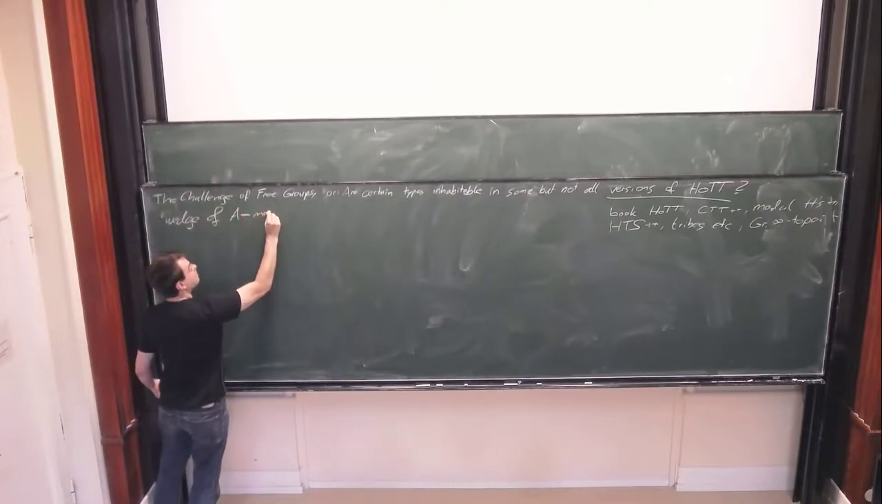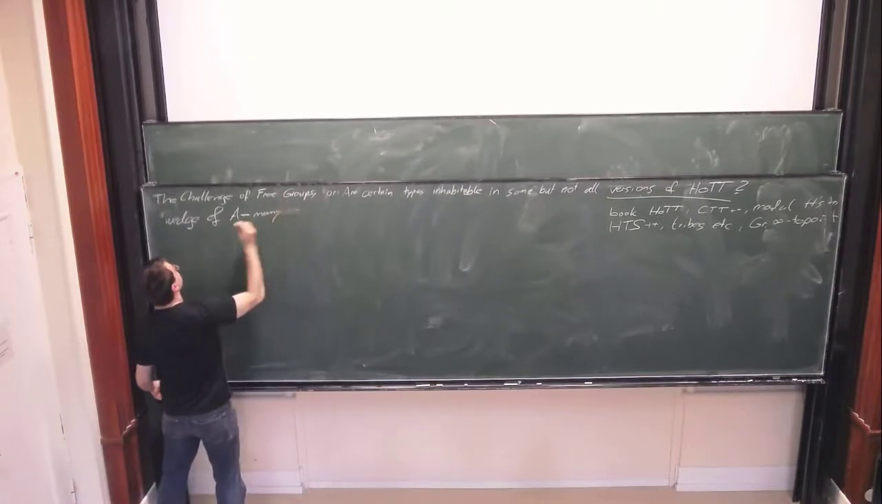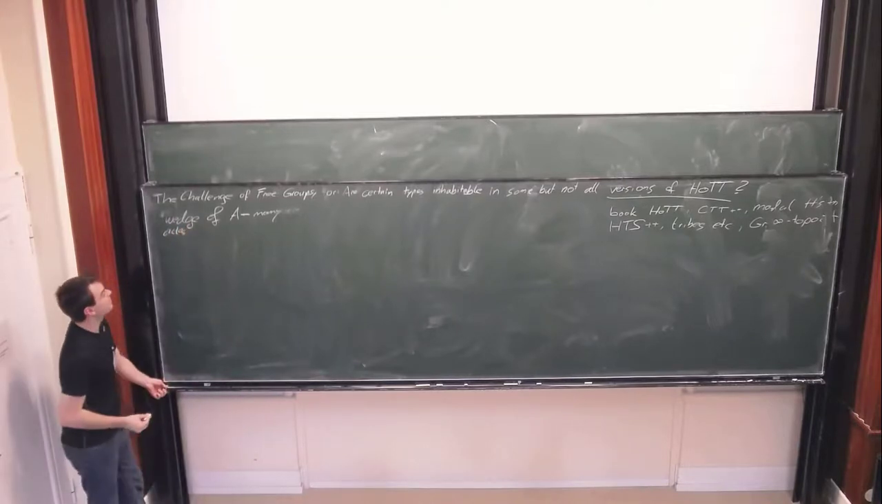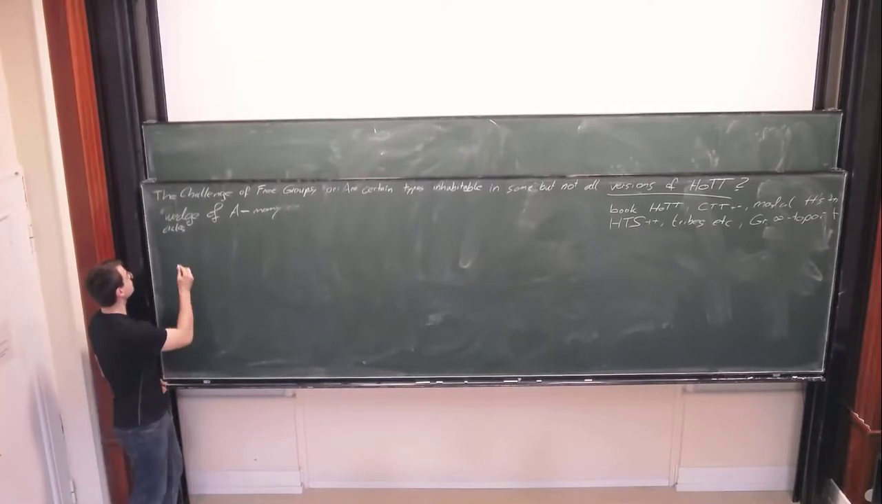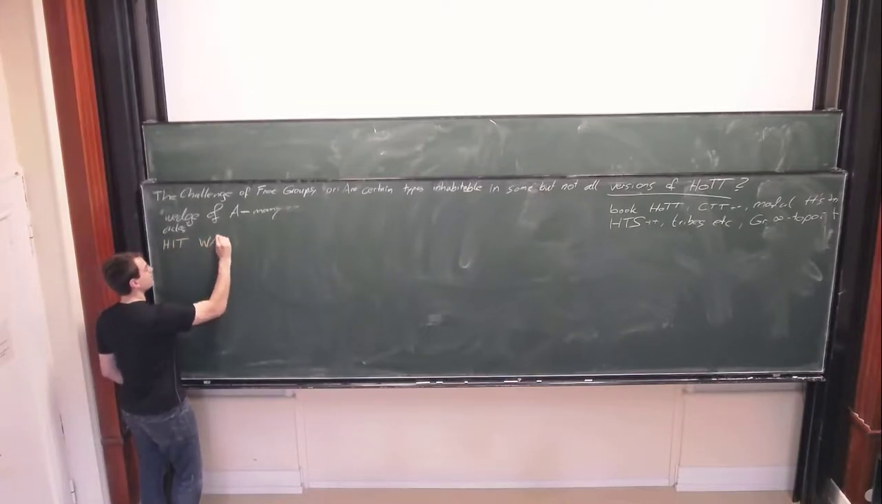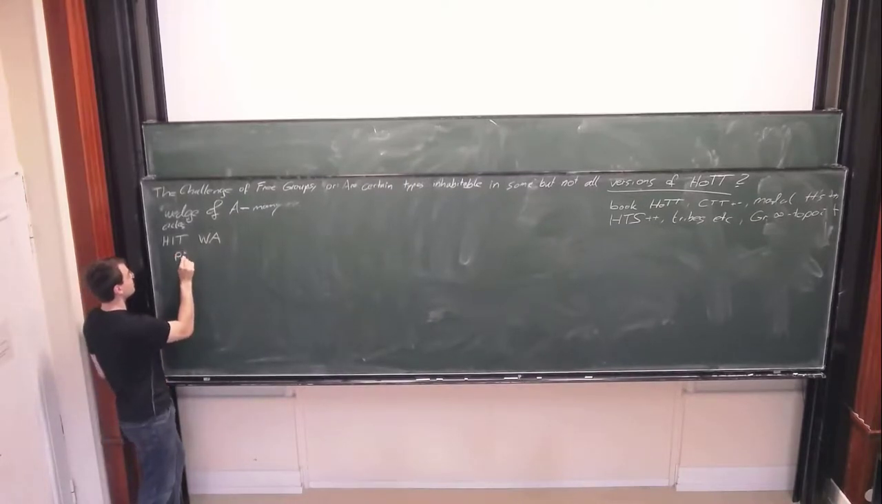of A many circles. So if we have some type A, then we can form a new type, a higher inductive type, which let's write its constructors like this. So let's call it W A. And as constructor, it has one point, which I call P. And then it has, let's call it L.